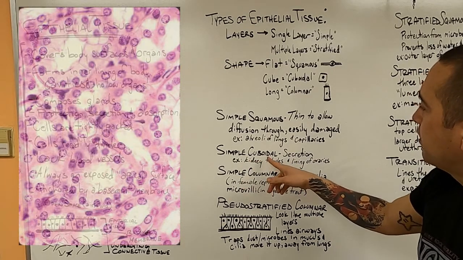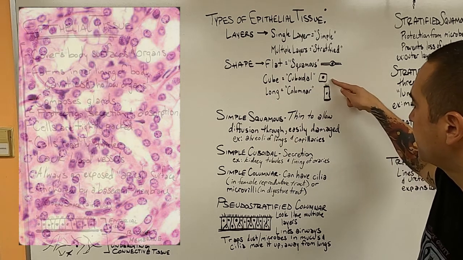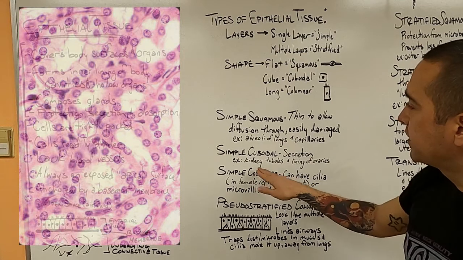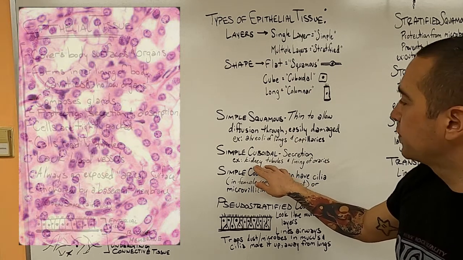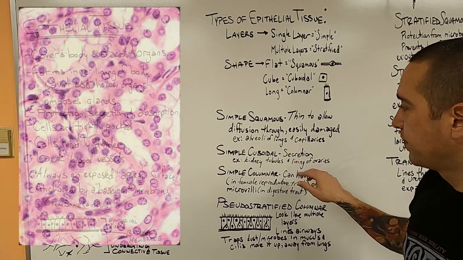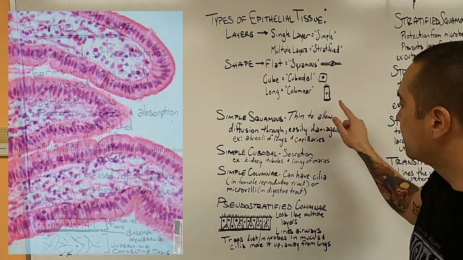Simple cuboidal epithelium, again, simple meaning a single layer of cube-shaped cells. These specialize in secretion, and some examples would be in the kidney tubules, where they help produce urine, and the lining of the ovaries.